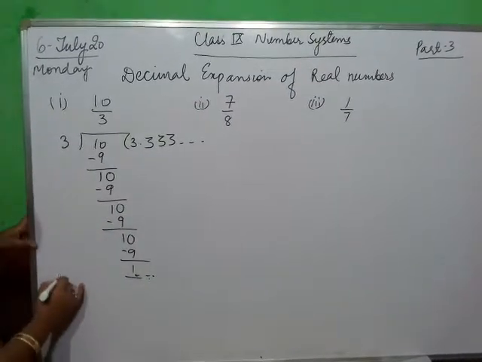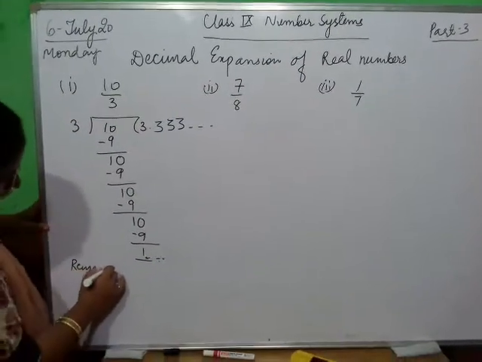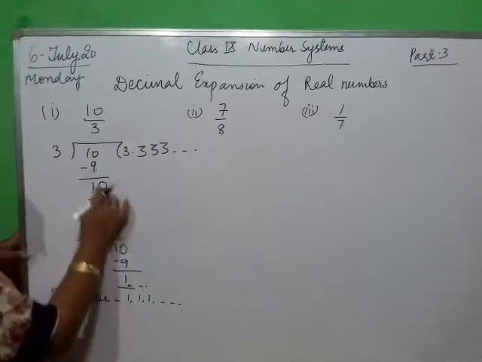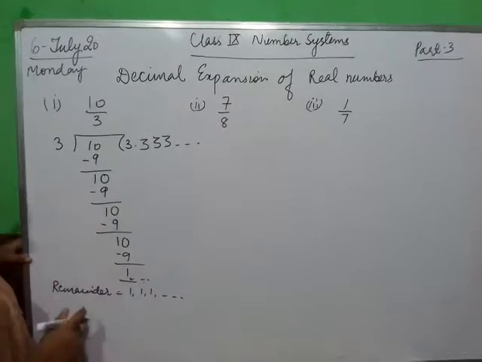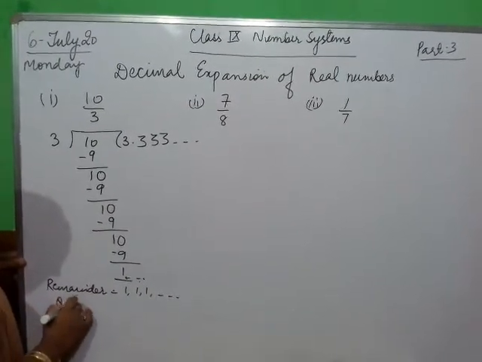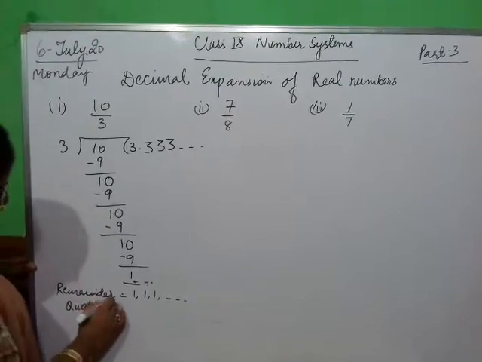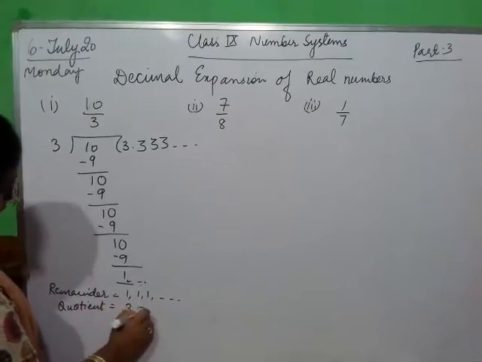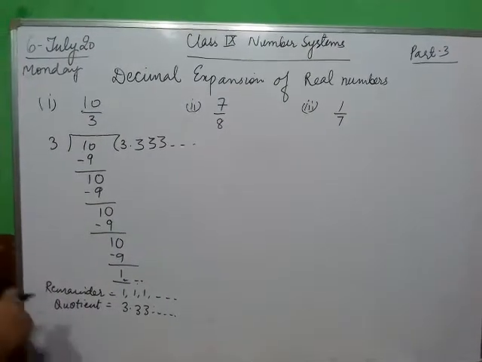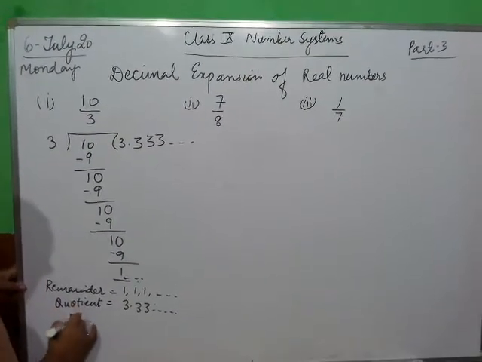Here we get the remainder as 1, 1, 1 always. Every division has the remainder 1. And we have the quotient as 3.33 and so on, 3. Now the divisor here is 3.